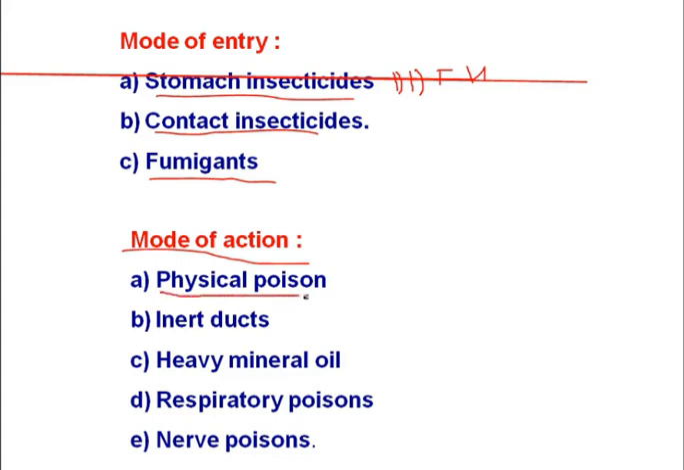The first point, physical poisons. The physical poisons kill the insect by suffocation. Next point, inert dusts, which cause the loss of body moisture from the insect. Next, heavy mineral oils, which have a purely asphyxiant effect. Next, respiratory poisons, which combine with cytochrome oxidase and inhibit its catalytic action. Next is nerve poisons, which primarily affect the solubility of tissue lipids.